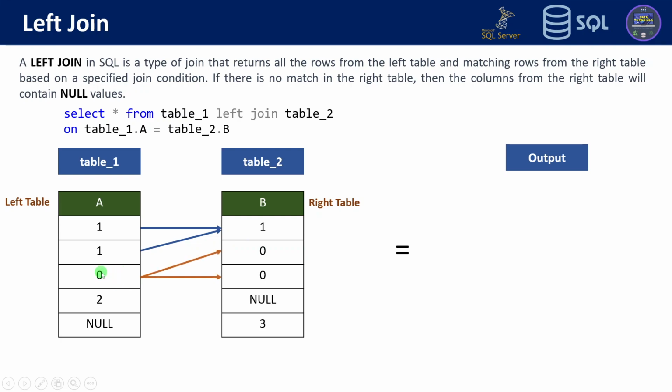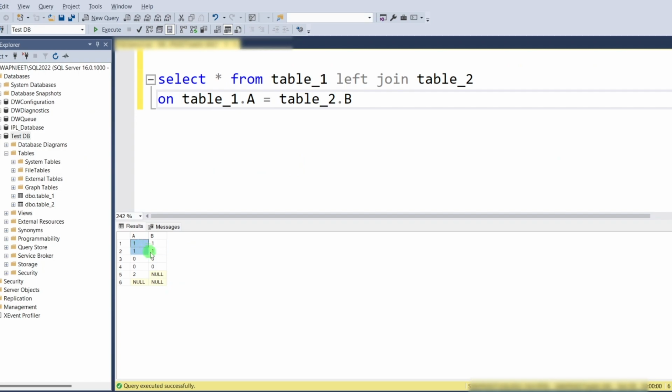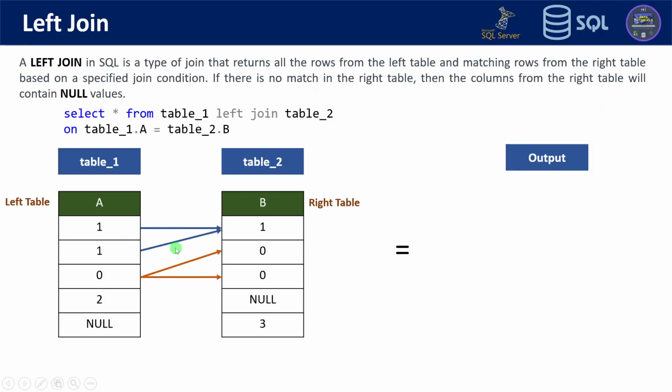Same will be for 0. You can see 0 will be connected to 0, and here 0 will be connected to this 0. Okay, so we are getting 4 rows. These 4 rows are the same which we have got for inner join, so this will be same.